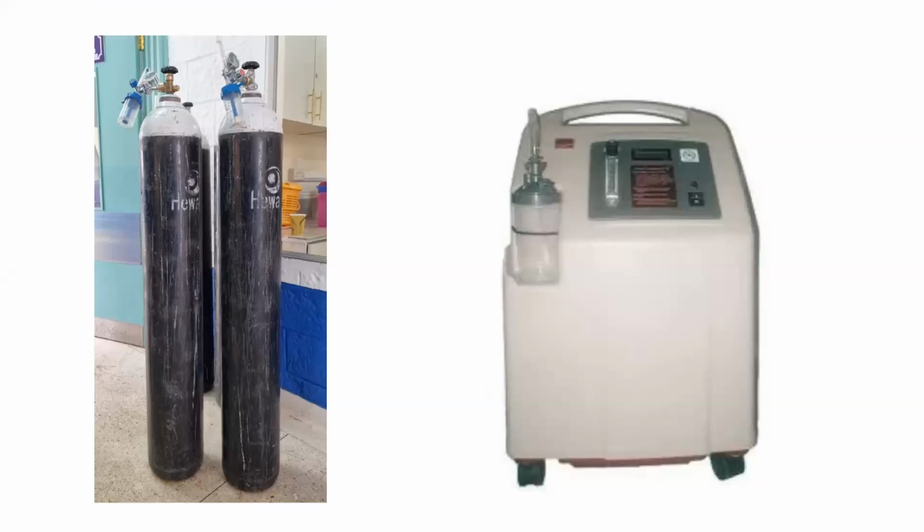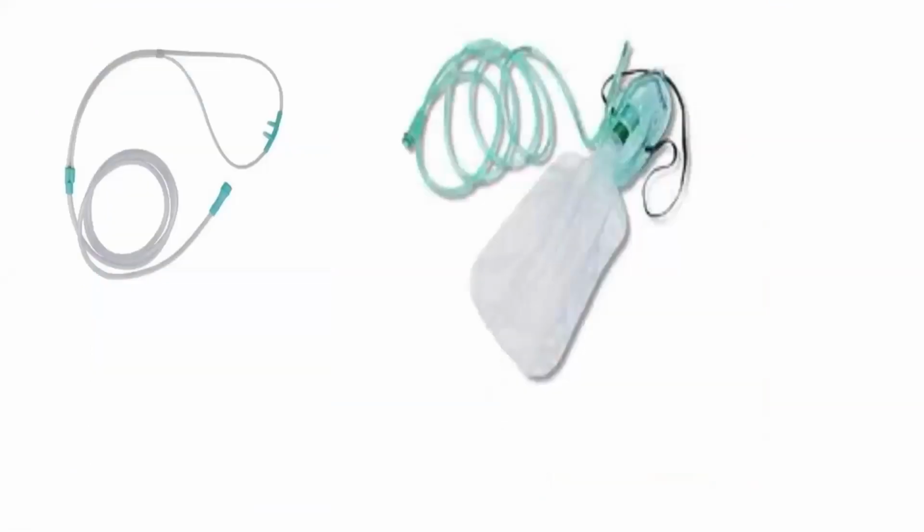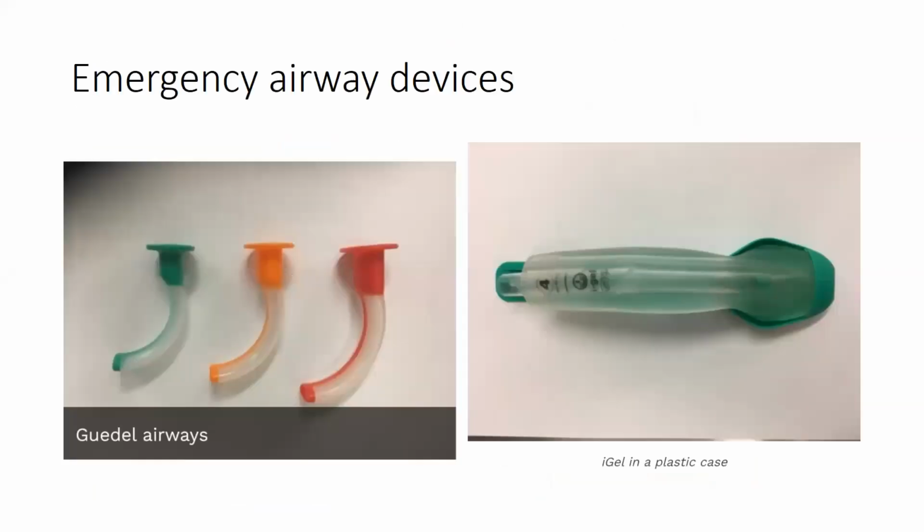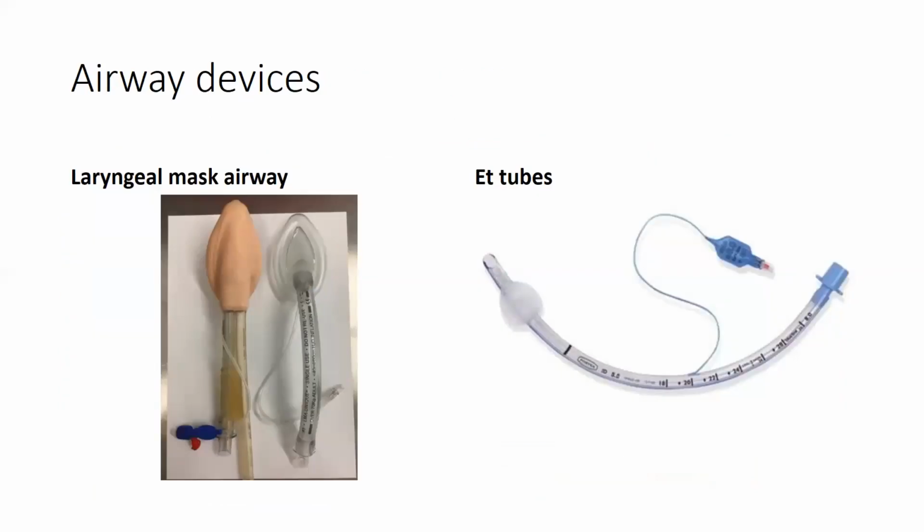And on the oxygen delivery devices, mostly we are using the nasal prongs and the non-rebreather mask. At this point, we really don't have piped oxygen. And then we just have a few emergency airway devices. We have the Guedel airway, the iGel, the laryngeal mask airway, and the ET tubes. But at this point, we really don't have an ICU, so we're only using the non-rebreather mask. And if we're not able to achieve our goals, then we refer the patients from that juncture.